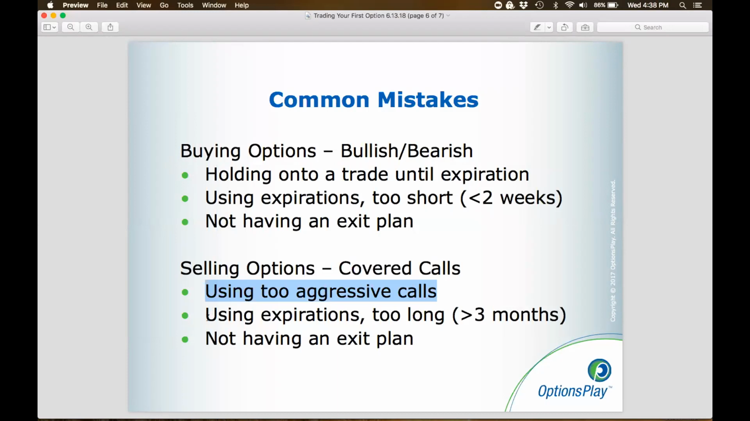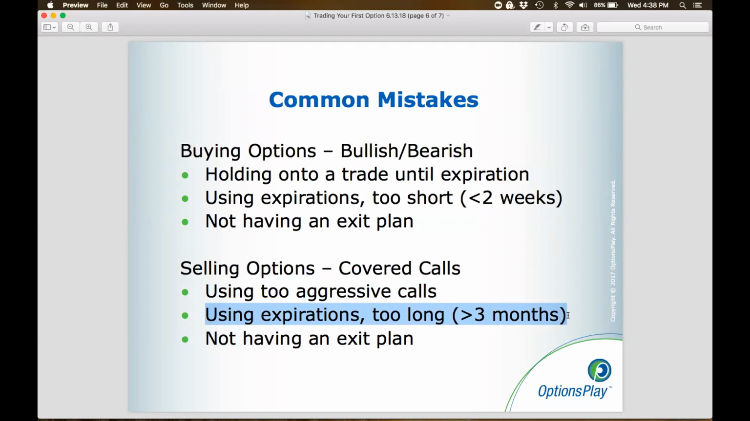Second mistake people make is using expirations that are too long. So when you're selling covered calls, people tend to do the exact opposite of when they're buying options, is they go too far out. Because again, when you go very far out, you're going to get more income. But when you go very far out, you're not going to be able to get as much premium as if you sell 1 month calls multiple times.